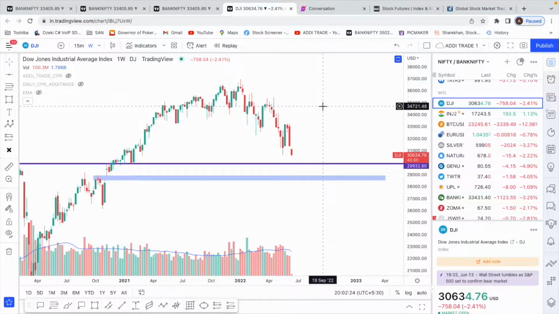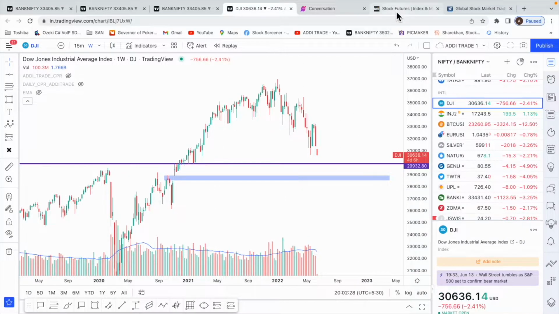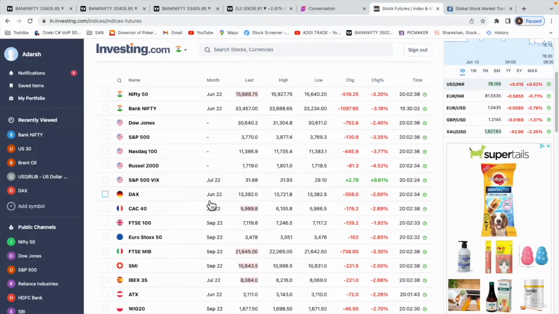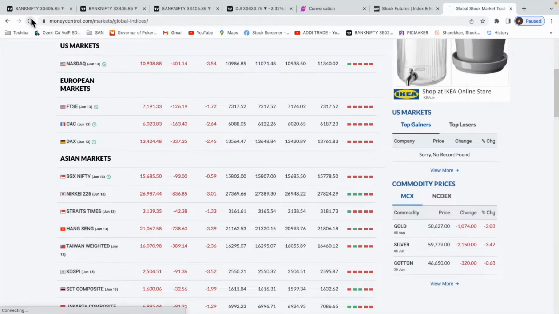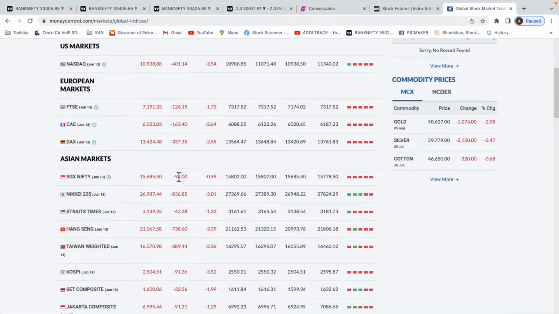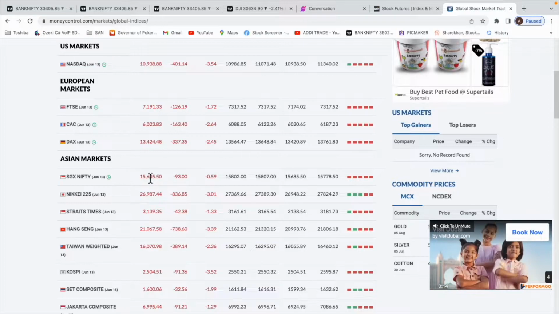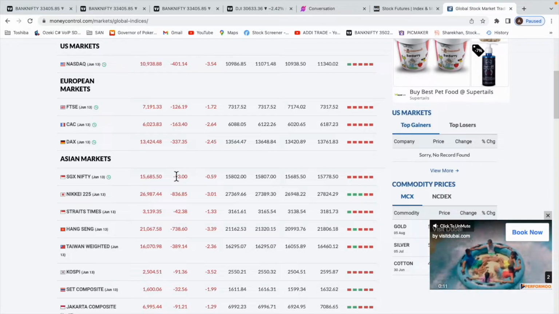So that is one view of the world market that is still being bearish. And not only Dow Jones, even the European markets, see how heavily down they are. So this is putting us at, we were only gapping down around 40 points as of now, but since the US market opened, the SGX Nifty has also gone minus 93, almost 100 points.